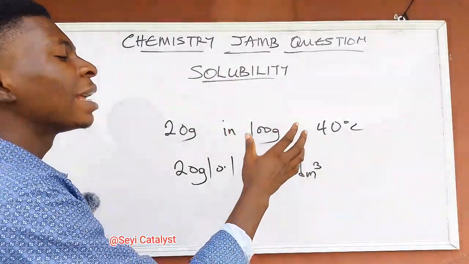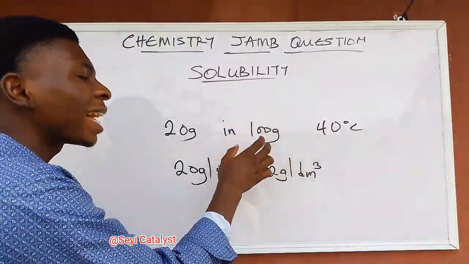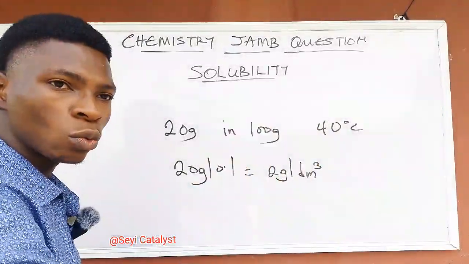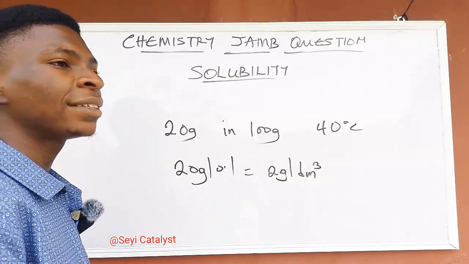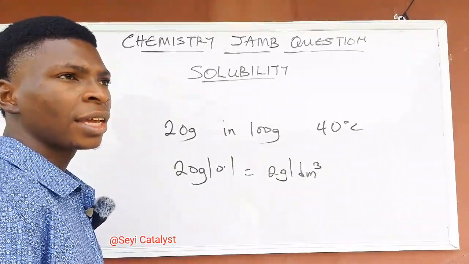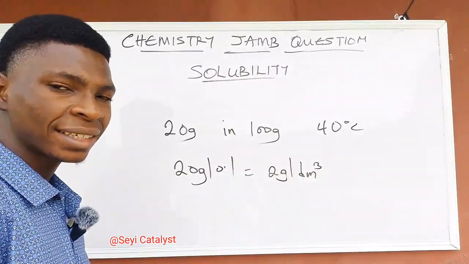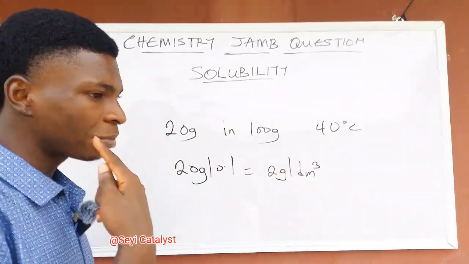So now, if I increase this temperature to 100, this water will still dissolve more solute, because the increase in the temperature of the solution increases the solubility. The decrease in the temperature of the solution also decreases the solubility. Are you getting my point now?